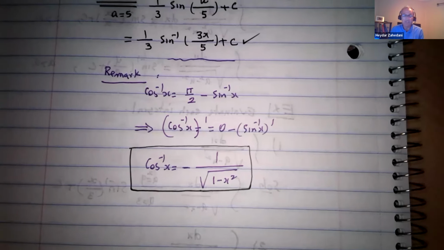Okay, so that's the sine and the cosine, but the most popular one for calculus 2 is tangent. So what is going to be the tangent inverse?